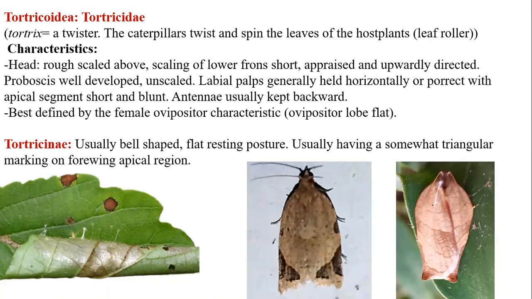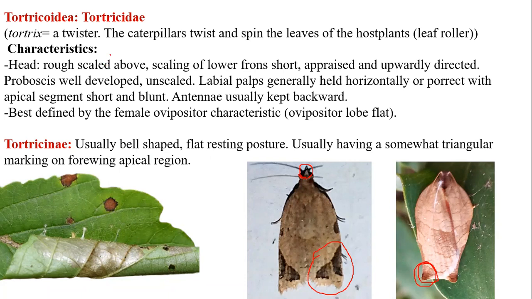And they usually have a triangular marking on their forewing apical region. You are seeing here that in this moth, the marking is very prominent, while in this moth, the marking is not much prominent, but it's present there. So if we find any moth looking somewhat bell-shaped with flat resting posture, and having this triangular marking on the forewing, and having crambid-like labial palpi, then we can be sure that it belongs to subfamily Tortricini.